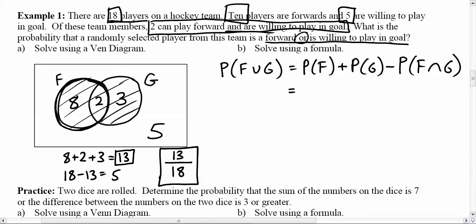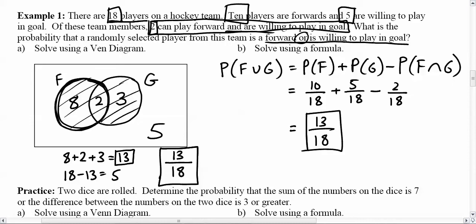So we have 10 out of 18 forwards. We have 5 out of 18 goalies. And we've got 2 that can be both. Ten plus 5 minus 2 is also 13 out of 18. So that's how the formula translates into the Venn diagram and vice versa.